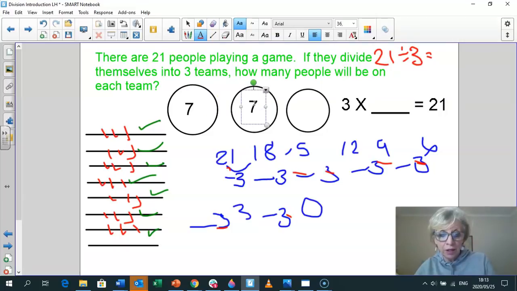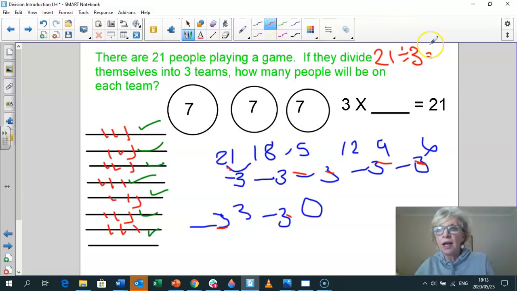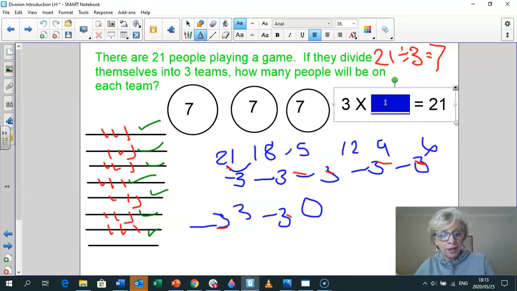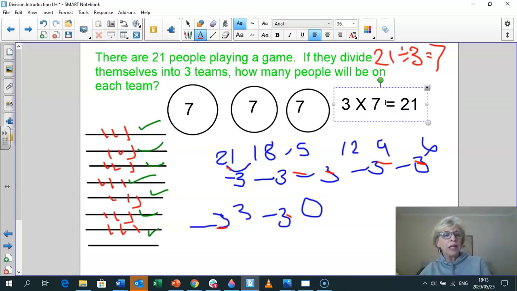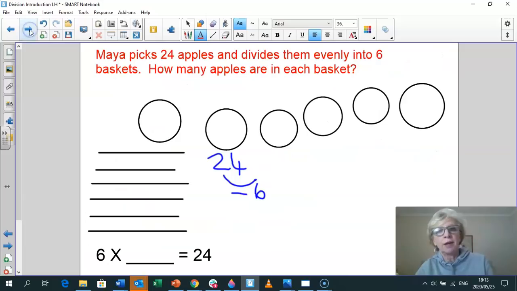7. Now we're going to deal out and share in our little circles, and we know that the answer here is 7, and we know that the answer here is 3 times 7 equals 21. We know that because we are so smart at our tables.